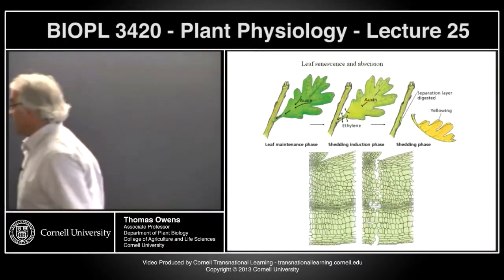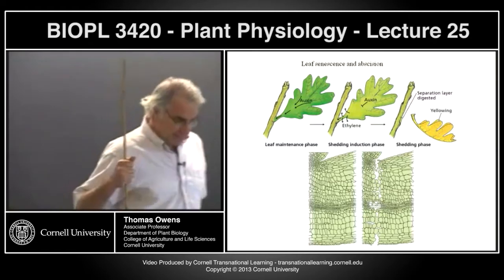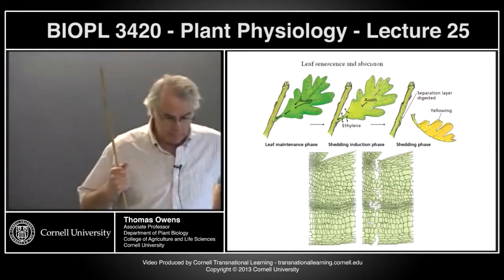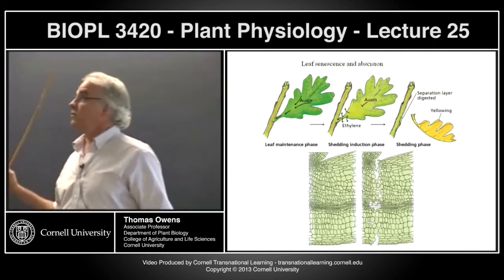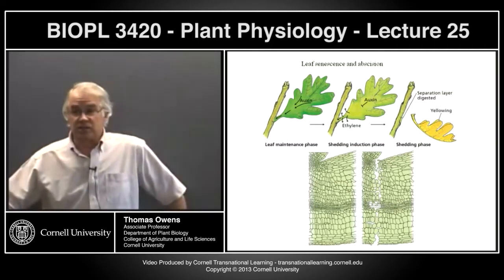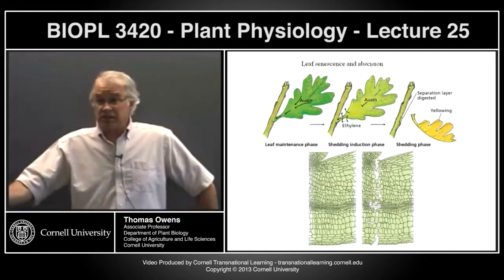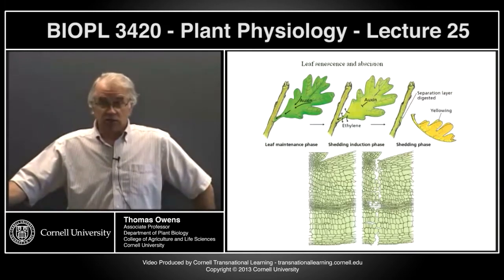Where we left off last time was talking about the role that ethylene plays in senescence and abscission. And for the senescence aspect of ethylene, there was a lot of circumstantial evidence early on that ethylene played a role in senescence, but now it's pretty clear that it probably doesn't. The main role that ethylene is playing is associated with abscission.